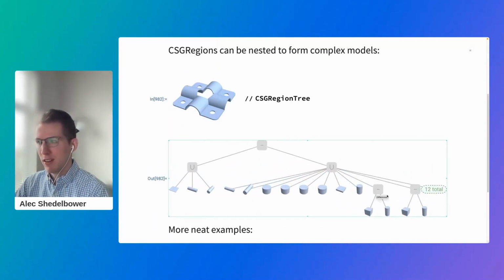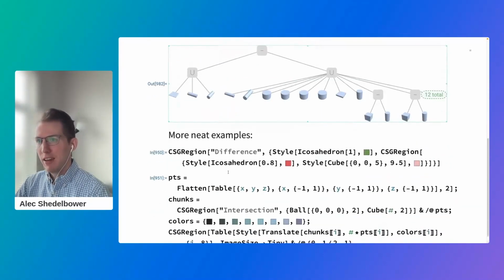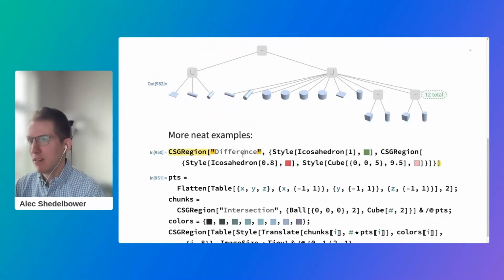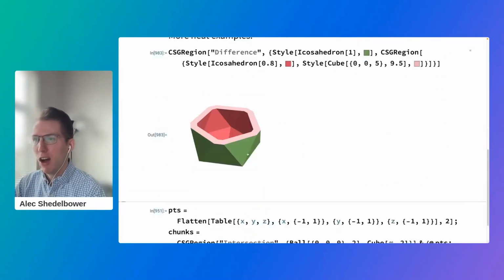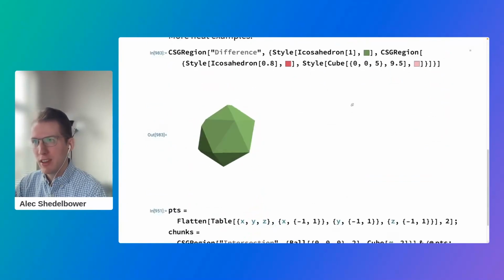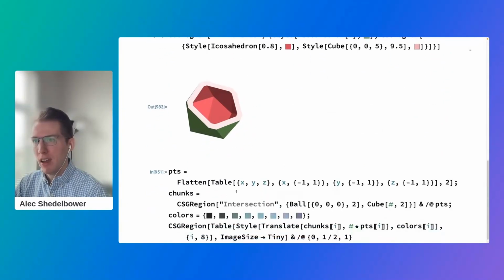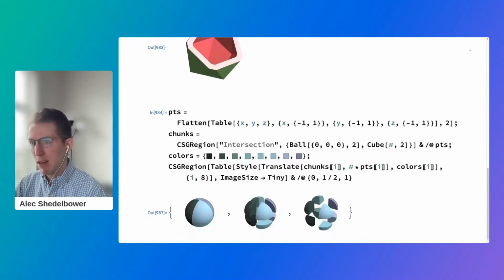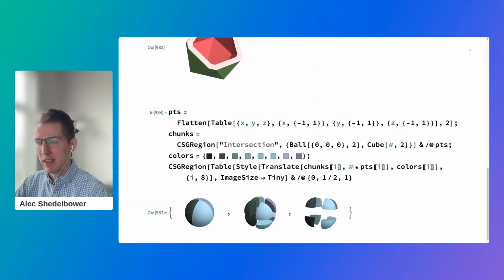So we still have all these primitives, and after the fact, we could change these if we wanted to adjust the model. And then here are just some more neat examples. For example, we have hollowing out a polyhedron and applying colors to it. And we also have taking an object, in this case a ball, and splitting it into 8 sectors and then separating those apart.